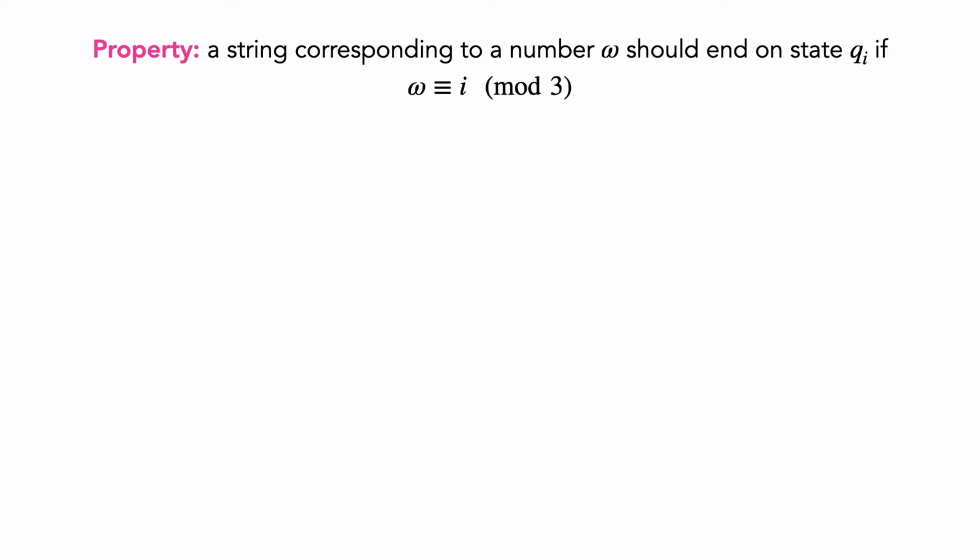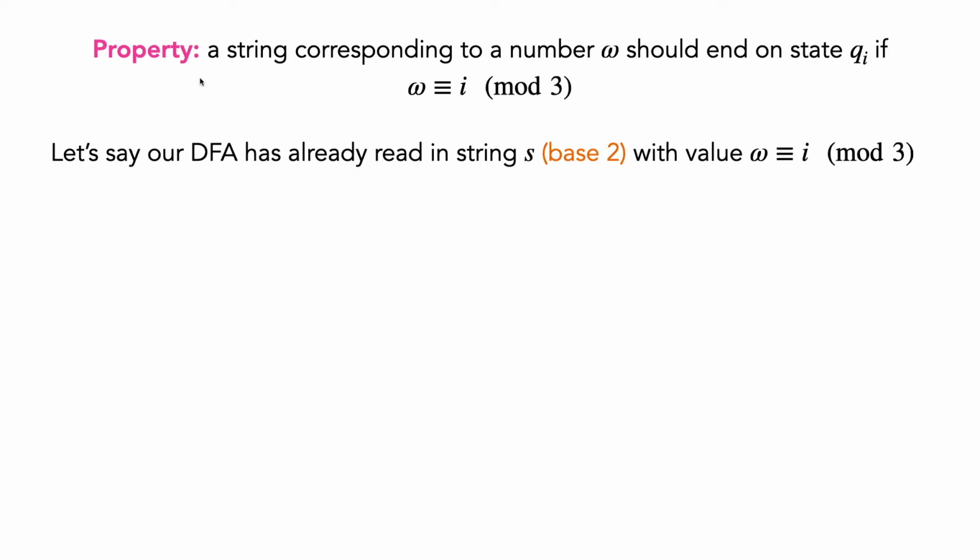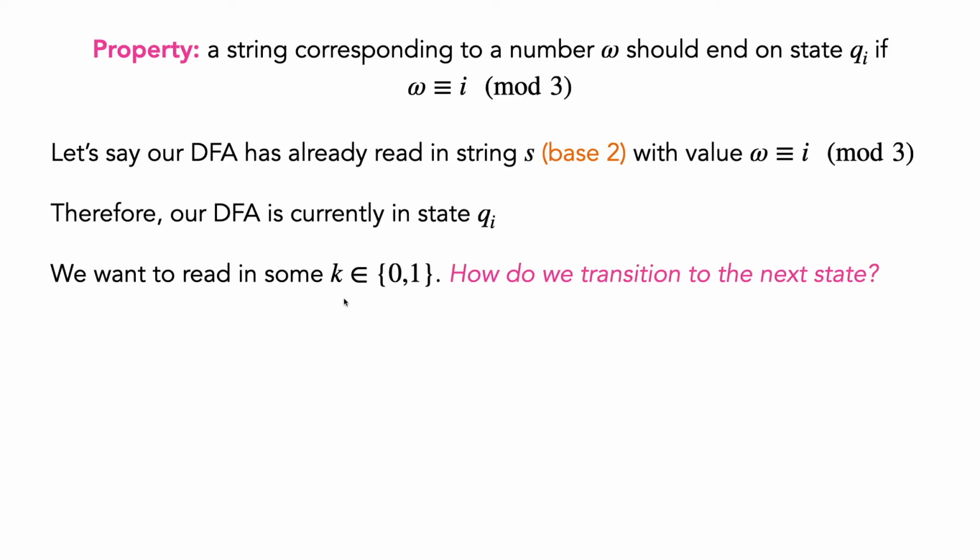So let's start actually constructing the transition function. And we can do this by getting set up by saying that our DFA has already read in some string s, which is a string in base 2. And the string s has some value omega that's congruent to some i mod 3. So for example, if our string s is 11011, then it would have value 27, which is congruent to 0 mod 3. And since we know that omega is congruent to i mod 3, we can say that our DFA is currently in state Q_i. And so the next thing that we want to do is read in some k, which is either 0 or 1, since we're reading in the next character.